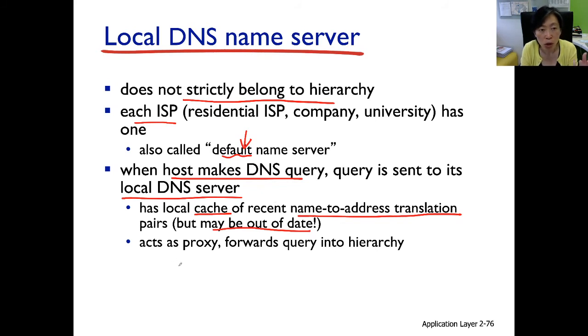So these local DNS servers, if you think about it, work more like a proxy server. It's not exactly client, it's not exactly server. It's something in the middle, helping relay the queries and relay the answers. So helping forward queries into the hierarchy if there's no hit here at the cache.